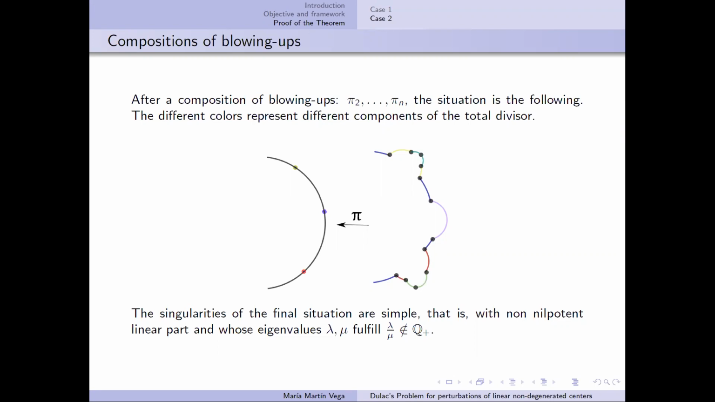These singularities are all simple, and this means that the linear part of the vector field is not nilpotent in these singularities. The eigenvalues of this transformed vector field do not have a ratio that is a positive rational number.